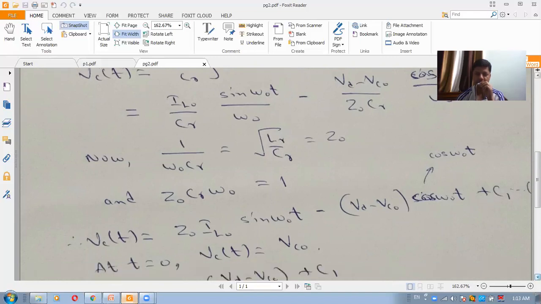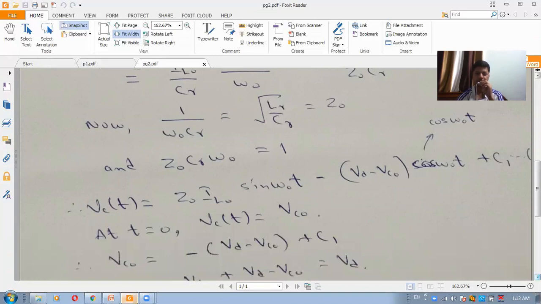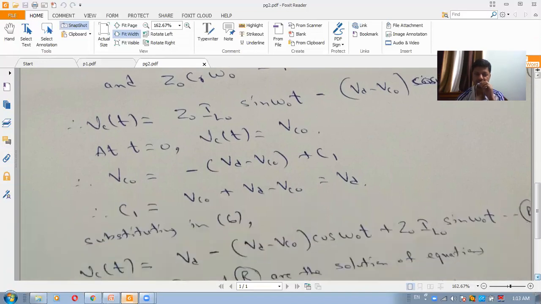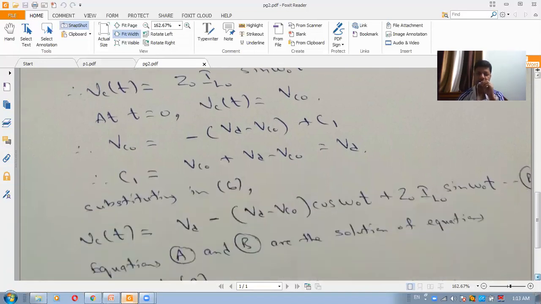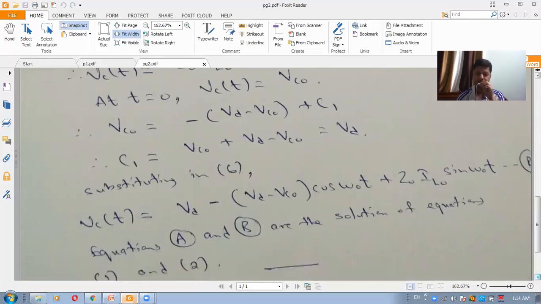Now the constant of integration C1 can be found by using the initial condition, that is at t equal to 0, the capacitor voltage is Vc0. If you substitute this, you get the value of C1 as equal to Vd. And if you substitute this back in equation 6, the capacitor voltage becomes equal to Vd minus (Vd minus Vc0) cos omega 0 t plus Z0 IL0 sine omega 0 t. So these are the solutions of equations 1 and 2.